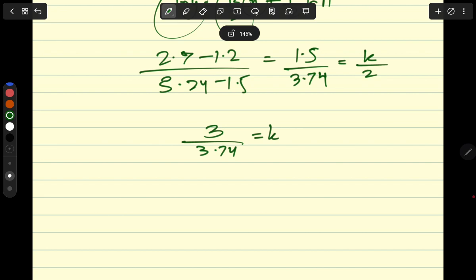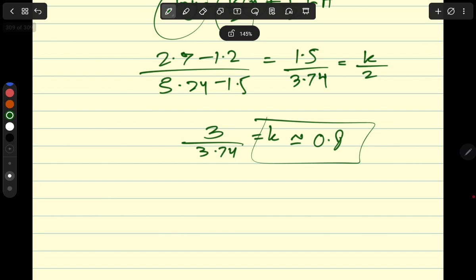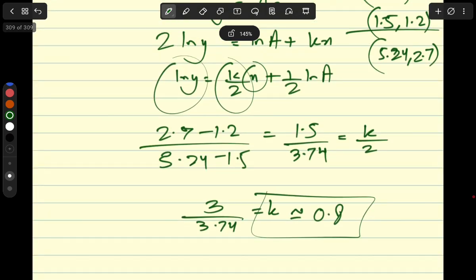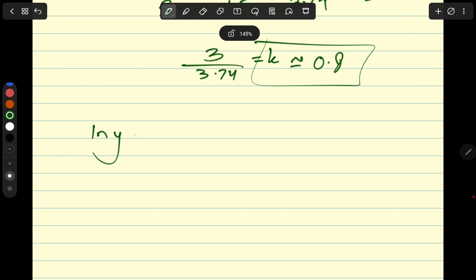Okay, now this is approximately equal to 0.802, or let me just take k is approximately equal to 0.8. So we got the value of k. Now let me put this back in here. So this is ln y equals k upon 2, which is 0.8 upon 2, which is 0.4, right? Or I will take 0.401 times x plus half ln a.